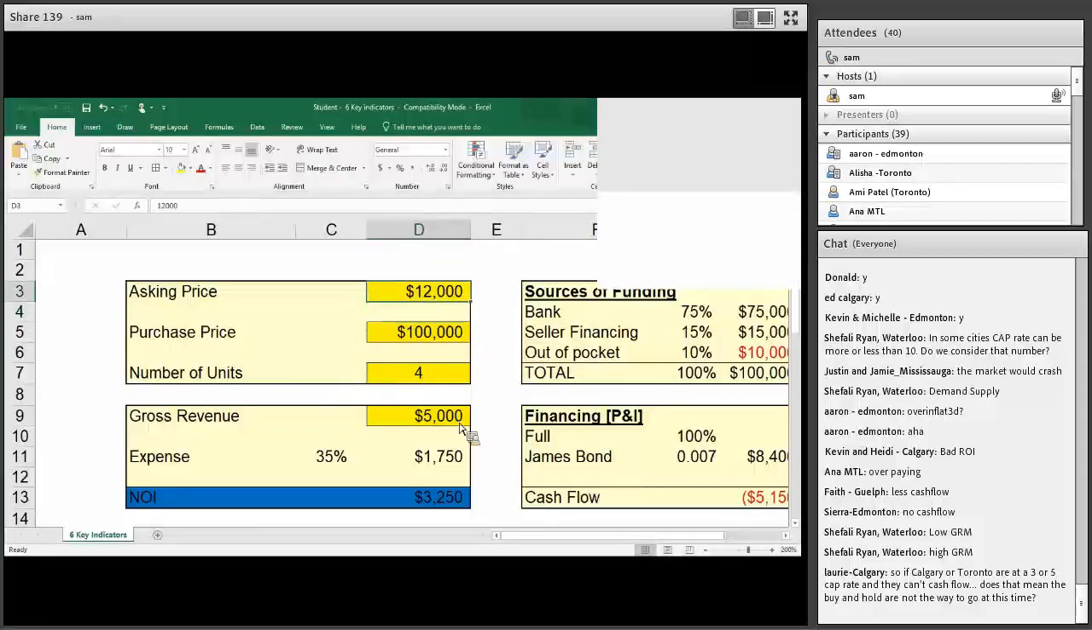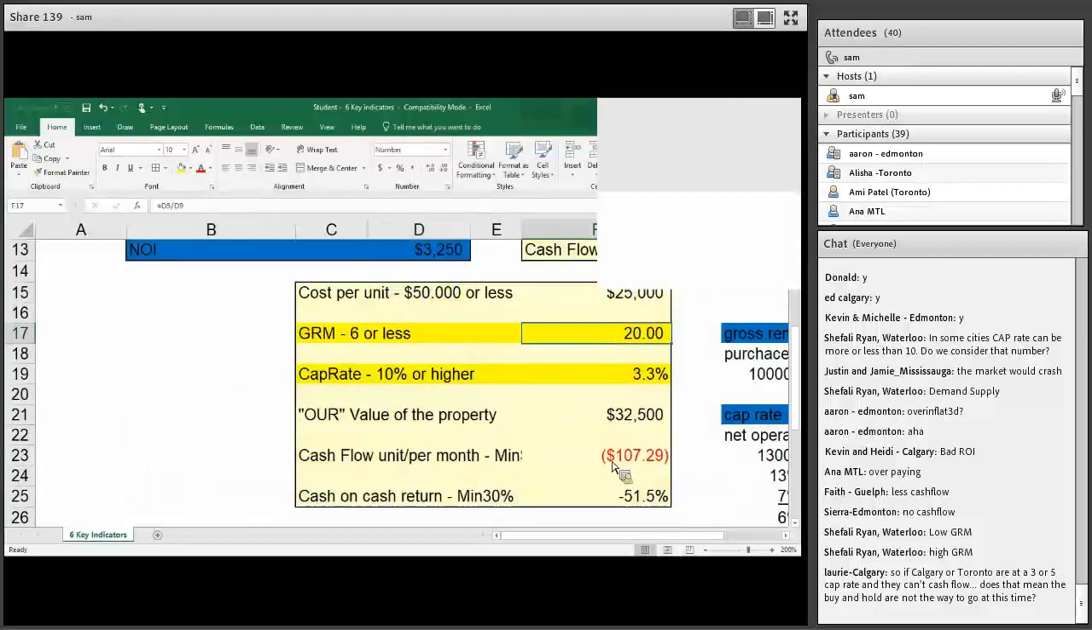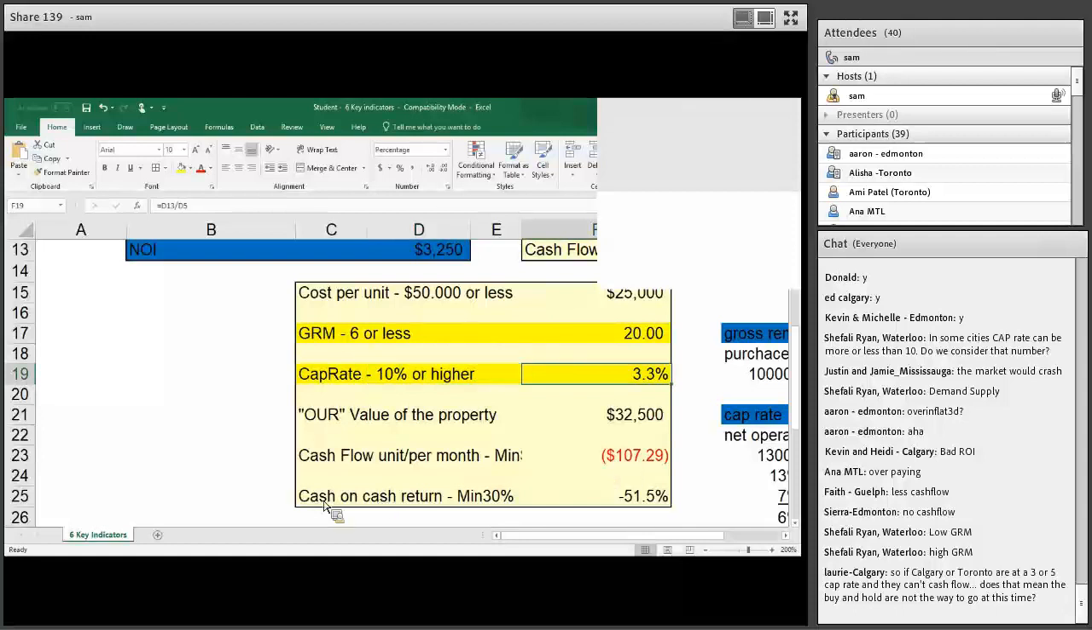So we see 20 GRM, cap rate at 3.3, and here's the problem right here. Look at this. Our value of our property is 32,000. Why do we say that? Well, per unit, we're losing $107, and our cash-on-cash return is minus 51.